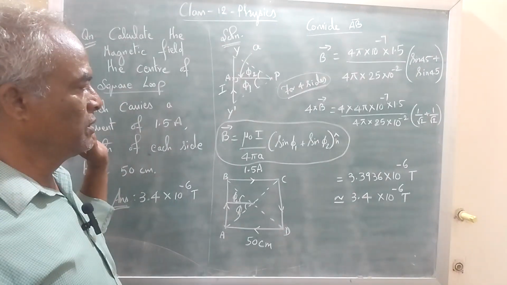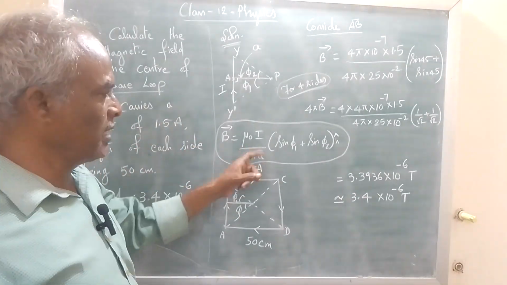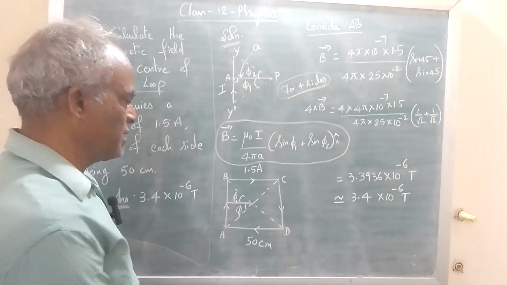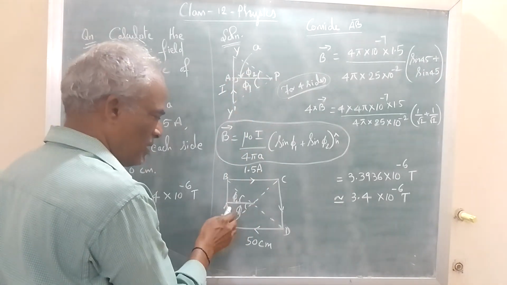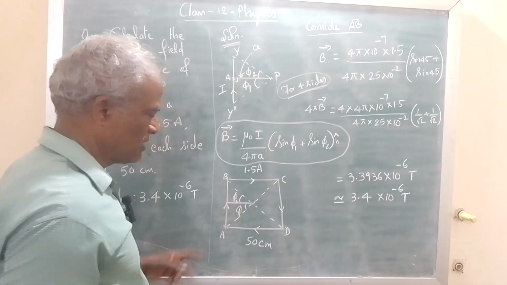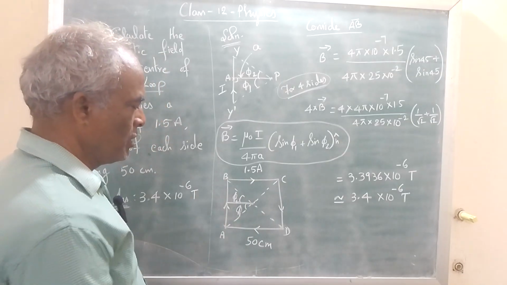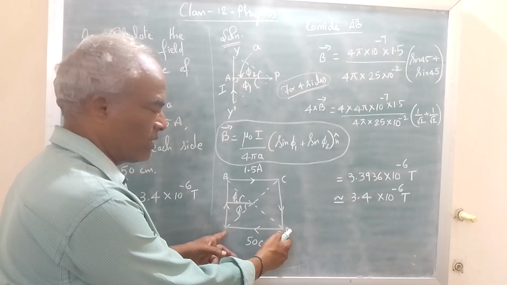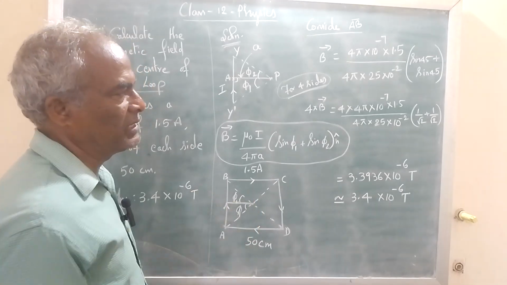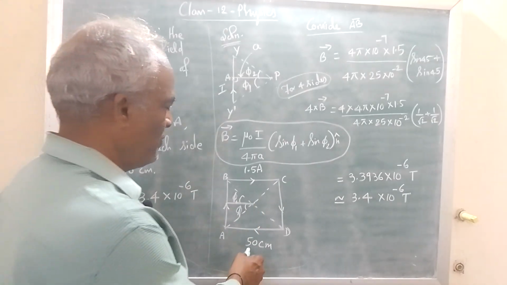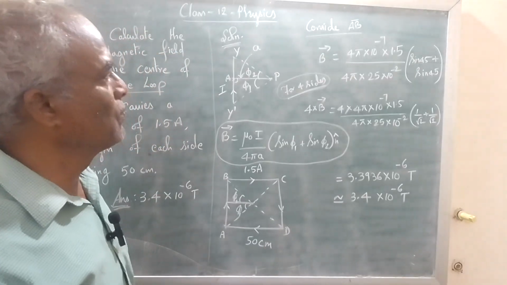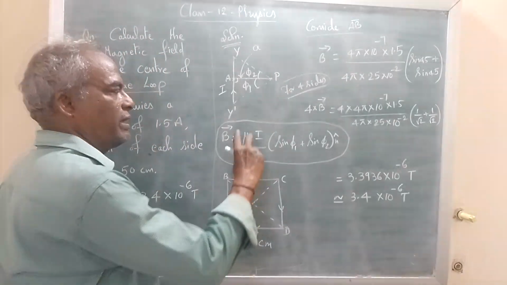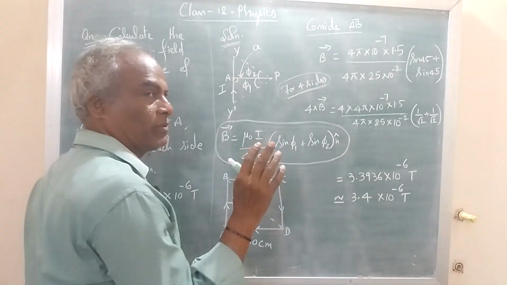So now we know the distance a. A is the distance between this point and this point, the center of this side AB. The total length is 50 centimeter, so half of it will be 25 centimeter. For 25 centimeter, I have written 25, and centi is 10 power minus 2. So by making use of this formula, I am going to solve.